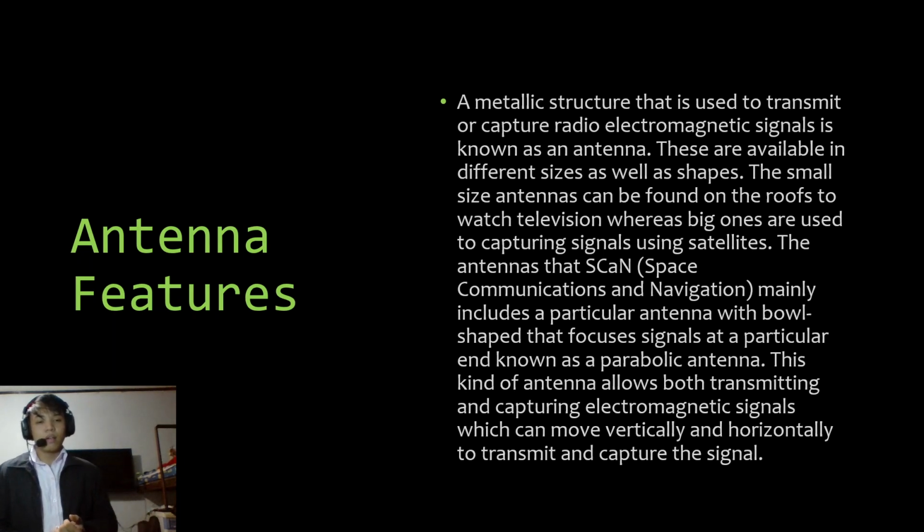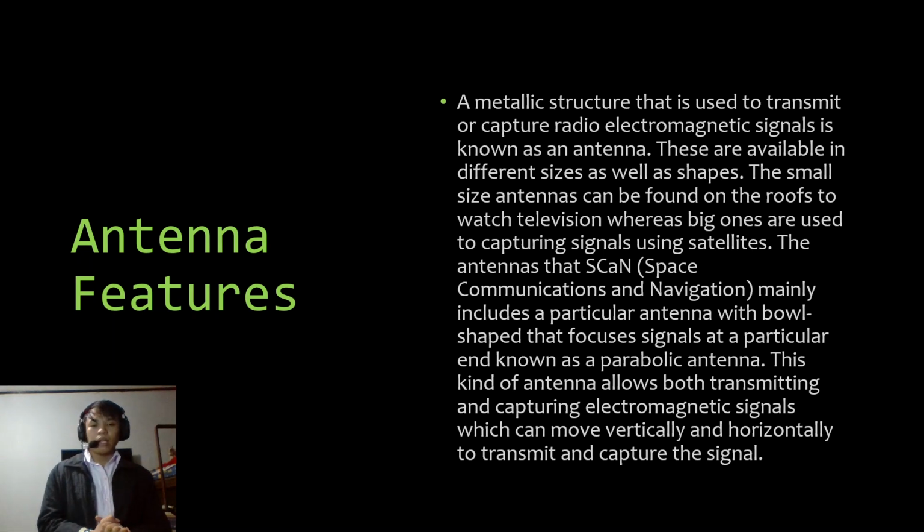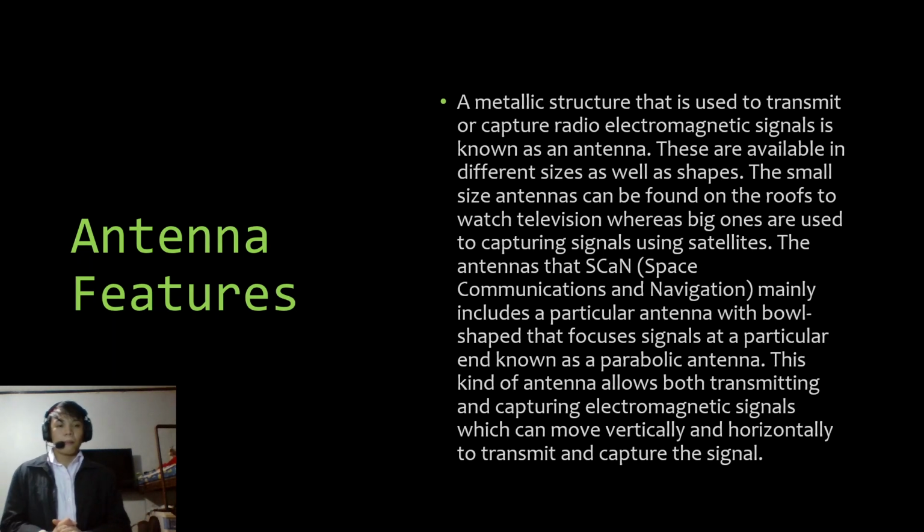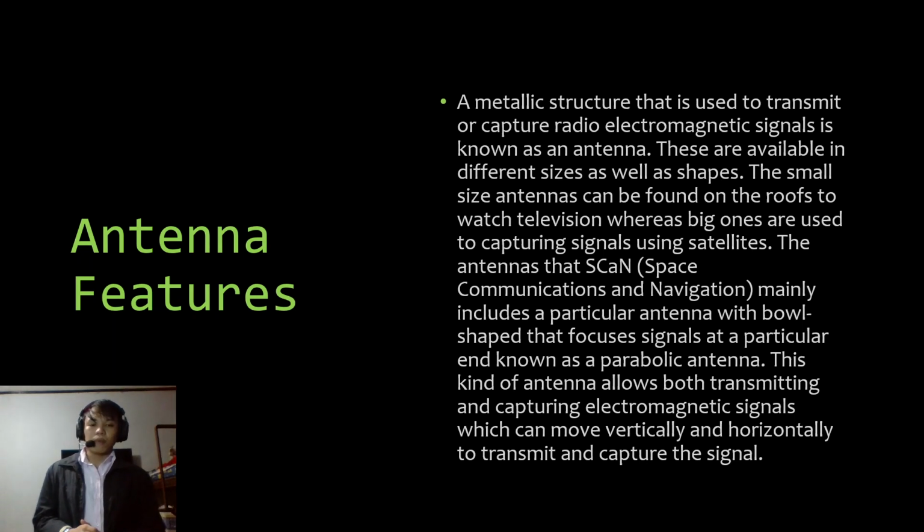scan, or as we know as space communications and navigation. So it mainly includes a particular antenna with ball shape that focuses signals at a particular end, known as a parabolic antenna. This kind of antenna allows both transmitting and capturing electromagnetic signals, which can move vertically and horizontally to transmit and capture the signal.